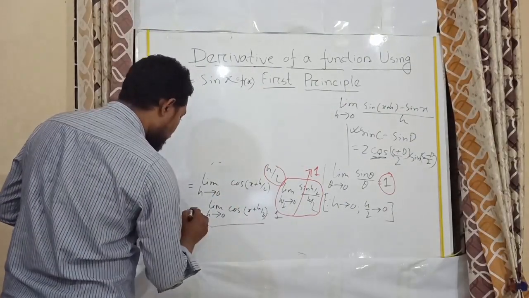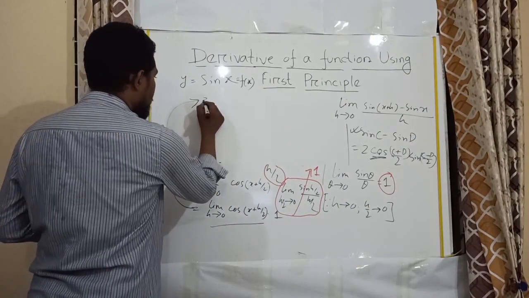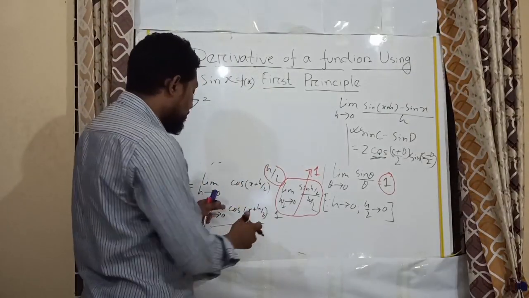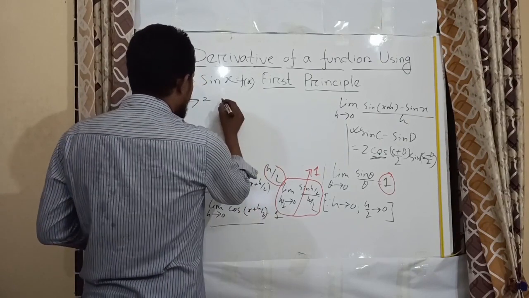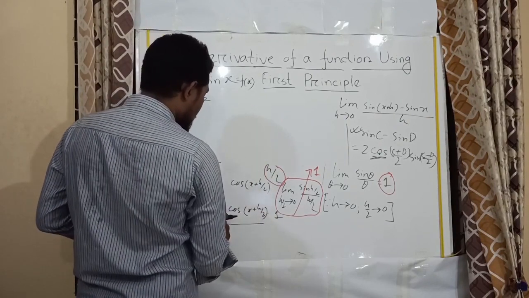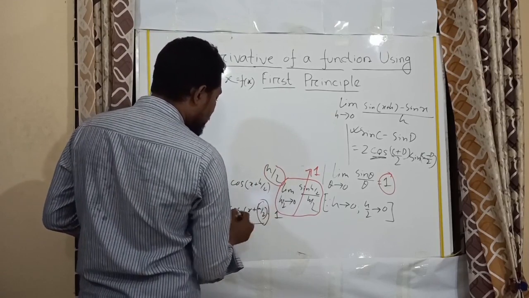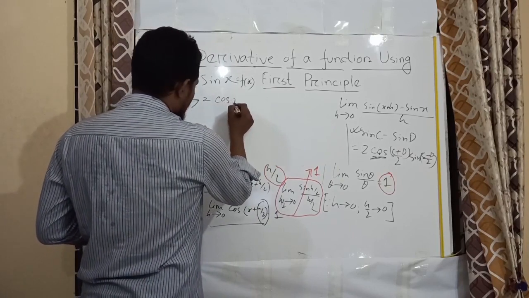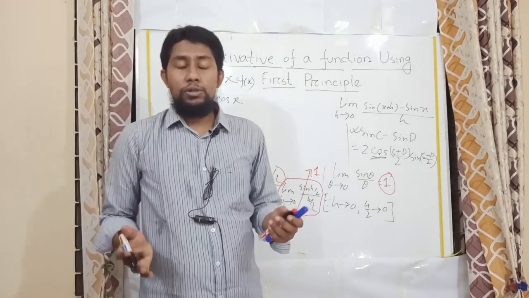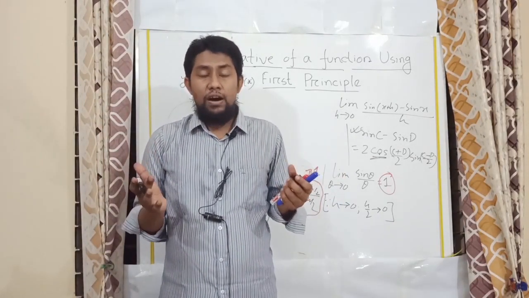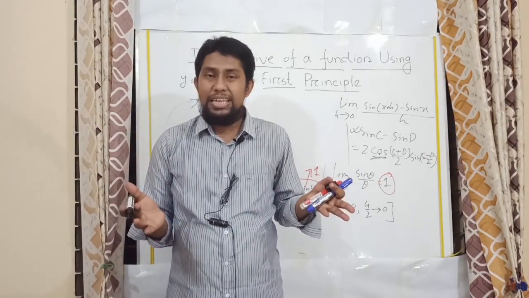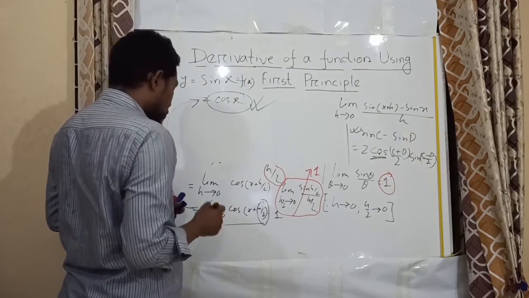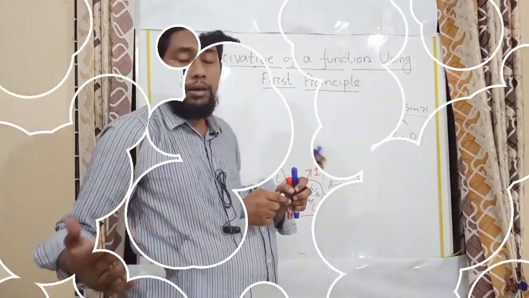So from here, now we will put the value of h tends to 0. We will use it here in the function. If it is 0, then the term will be 0, so it will be cos x. Ultimately we are getting the result as cos x. Students, we know that if we find the derivative of sin x, it will be cos x. So we have already found cos x, so our result is correct.